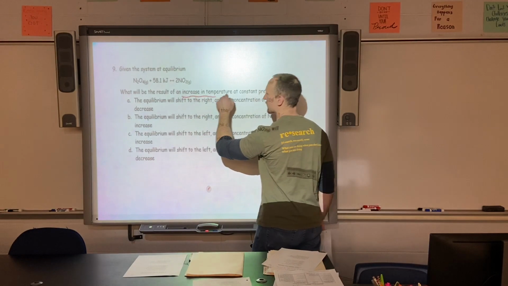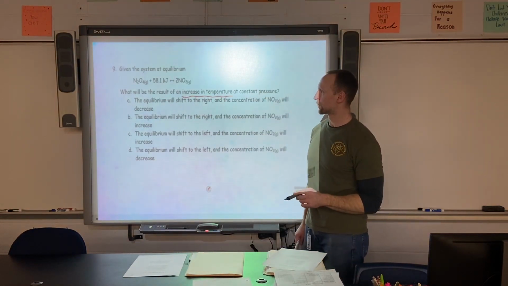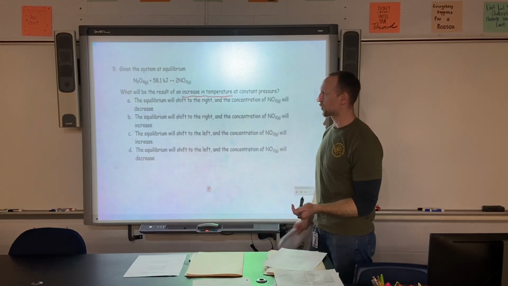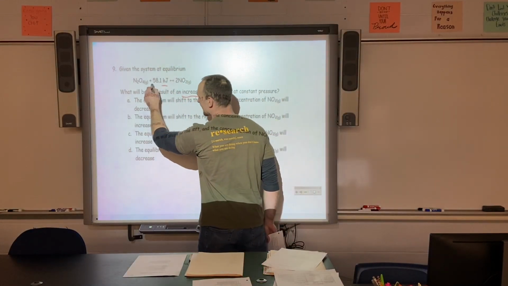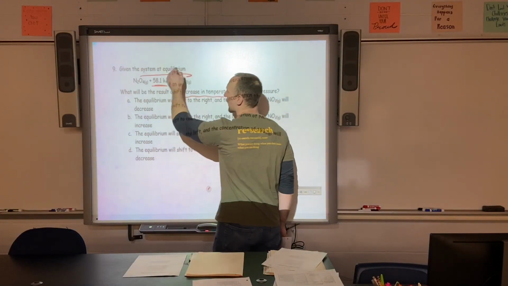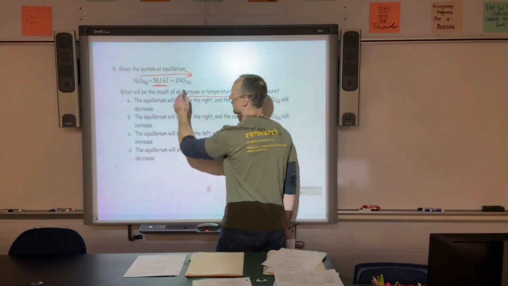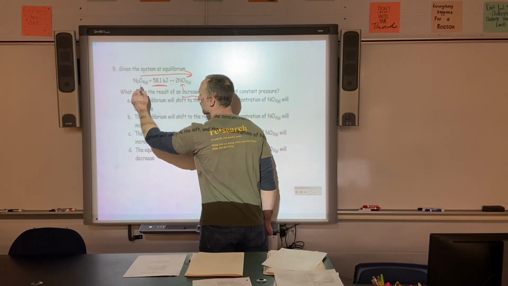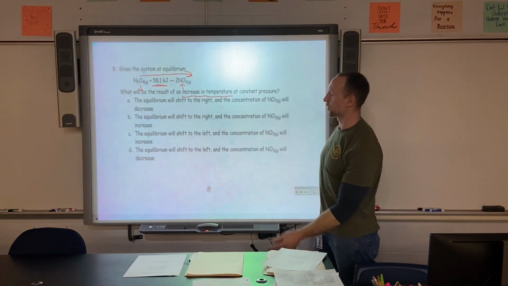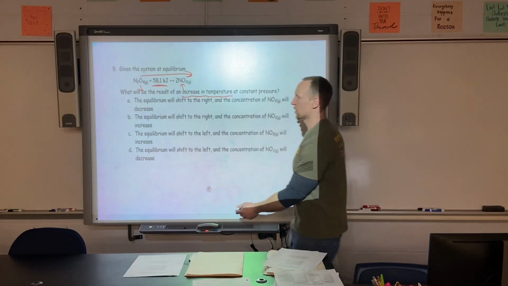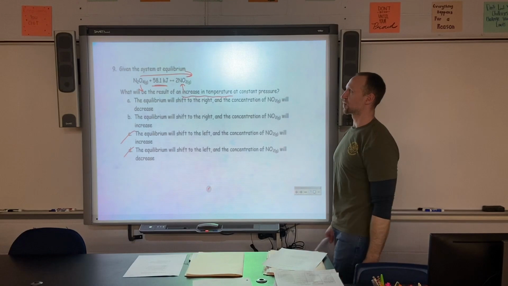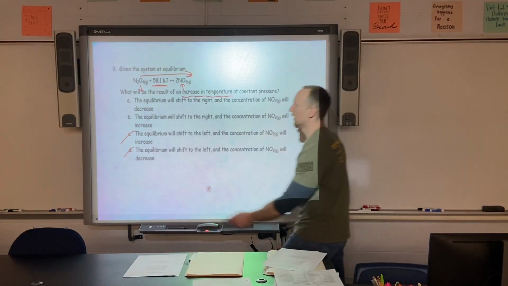So this is my stress. What do we do? Shift away from what's added towards what's taken away. So if we're adding heat, there's my heat, my energy. I want to shift away from what's added. Whatever you go towards gets bigger, and whatever you go away from gets smaller. So the equilibrium is going to shift right, so we can rule out any left shifts. And the concentration of NO2 is going to increase.